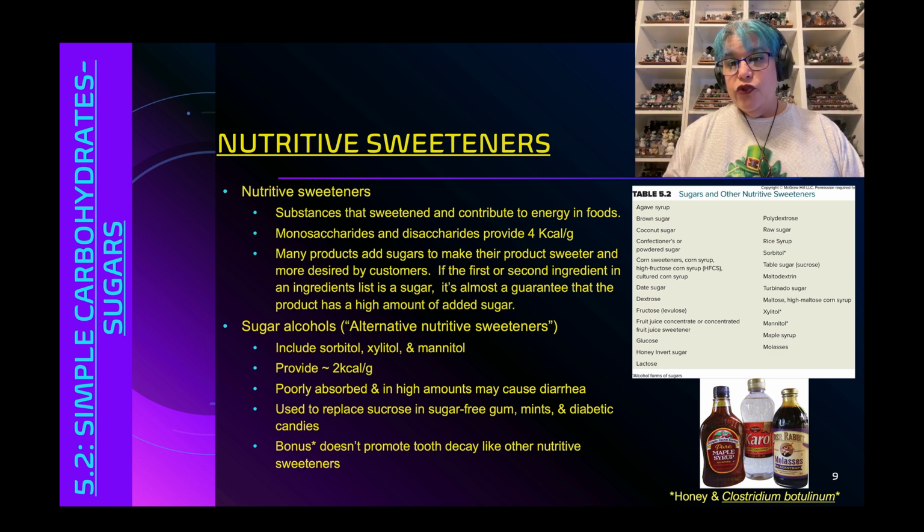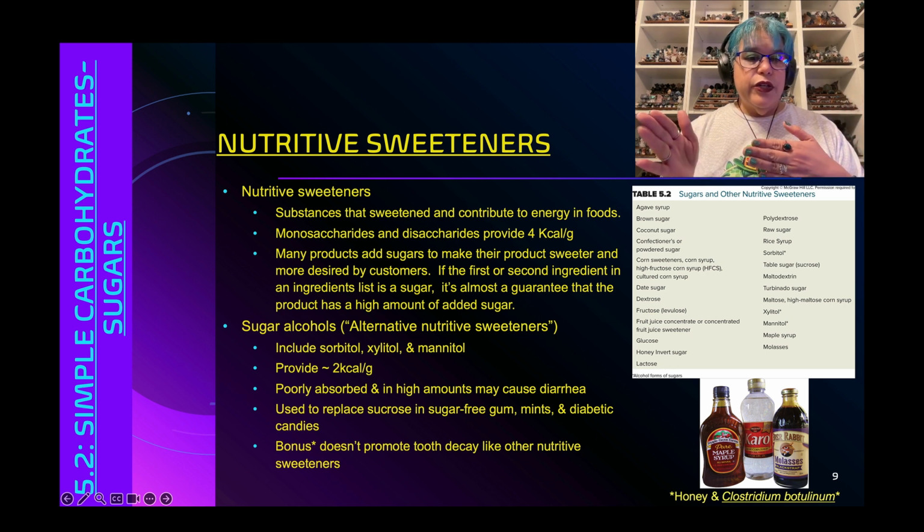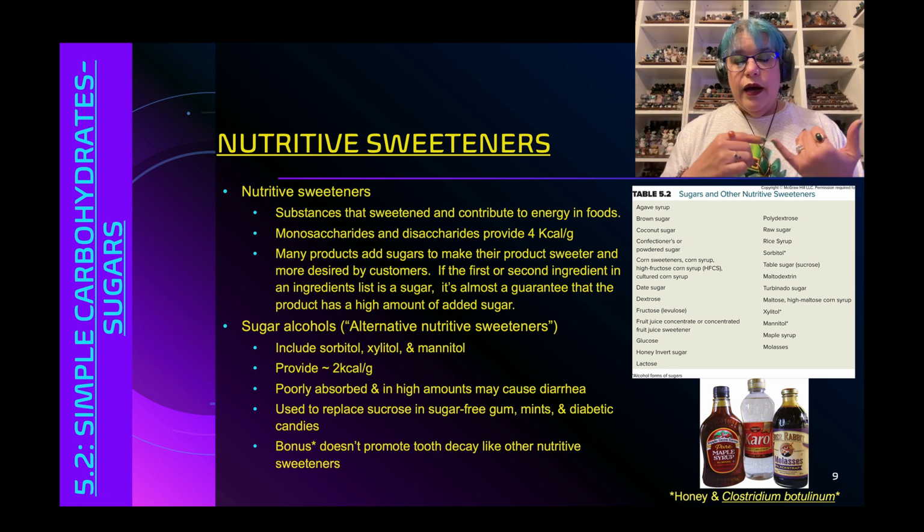So some of the nutritive sweeteners that are in this table include agave syrup, brown sugar, coconut sugar, powdered sugar, corn sweeteners like high fructose corn syrup, date sugar, dextrose, fructose, etc. You can read those if you want to. The other type of nutritive sweetener we're going to mention are sugar alcohols. This is an alternative nutritive sweetener. Sorbitol, xylitol, mannitol, these are the kinds of sweeteners we're talking about. These are the sugar alcohols.